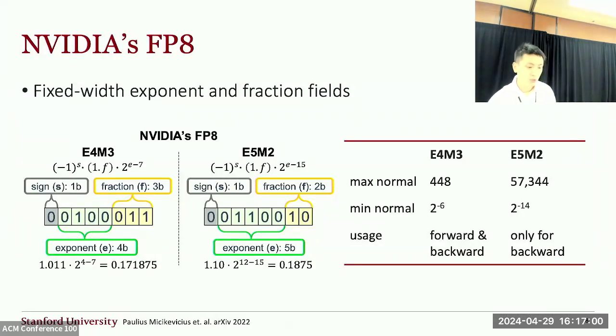Now I will introduce the two data types we use in this work. First of all, NVIDIA's FP8 comes with two formats, E4M3 and E5M2. They both have fixed width exponent and fraction fields. E4M3 has more precision and less range, and it can be used for both forward and backward pass. E5M2 has a wider range and is only used to store activation gradients during the backward pass.